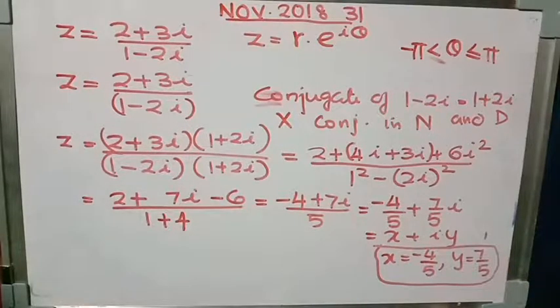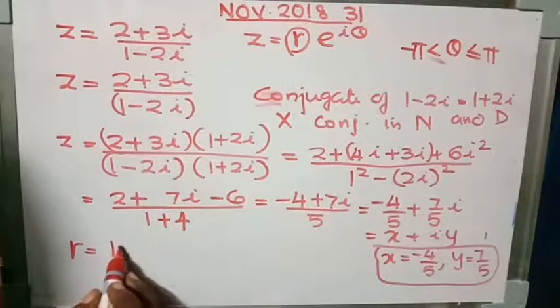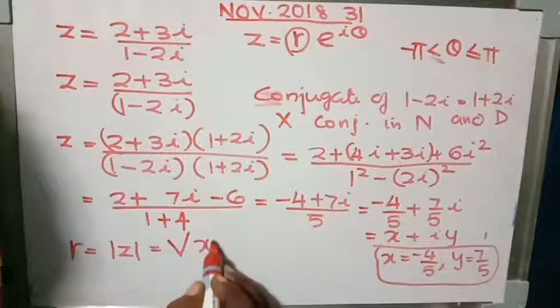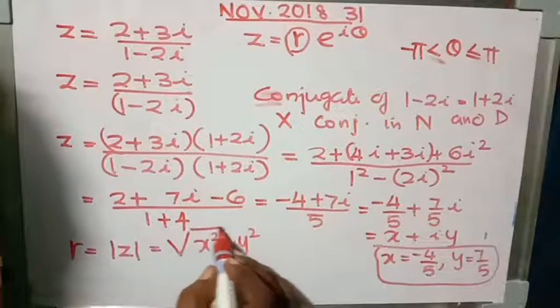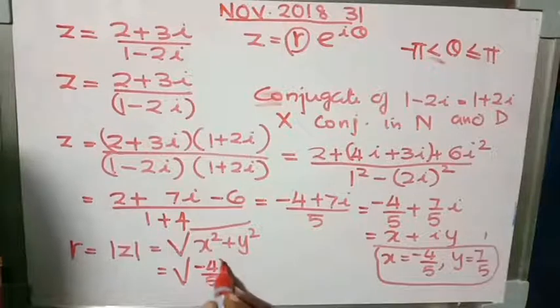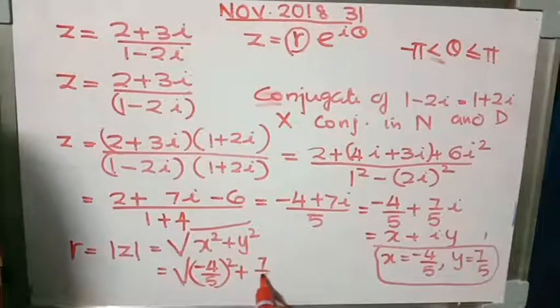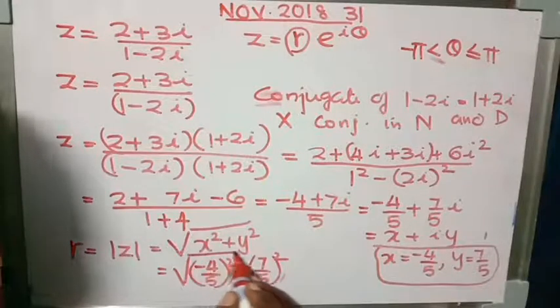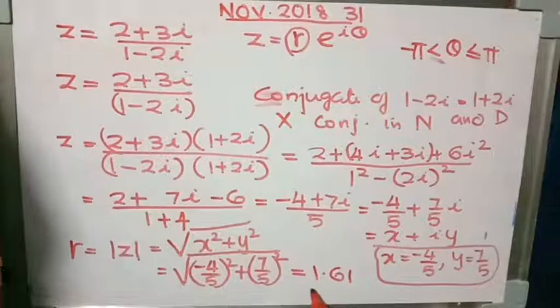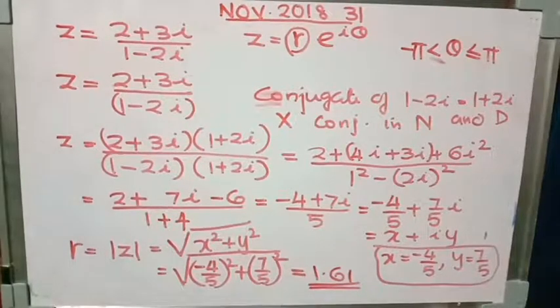Now we can prepare the exponential form. For that, let's find the value of r. You know r is mod z, which is equal to the root of x squared plus y squared, which is equal to root of minus 4 by 5 the whole squared plus 7 by 5 the whole squared, which is equal to 1.61. So we get the value of r.